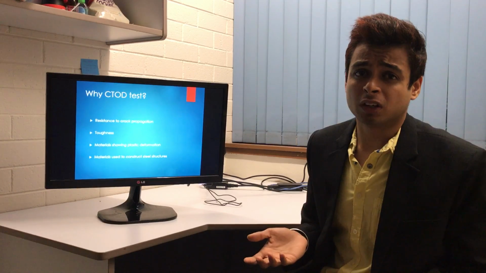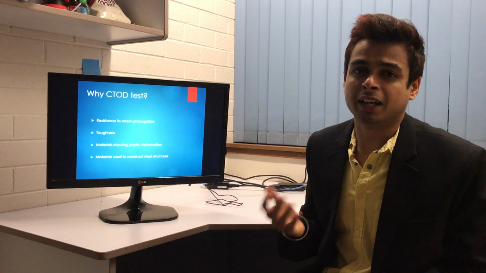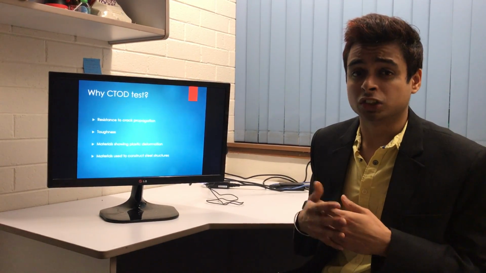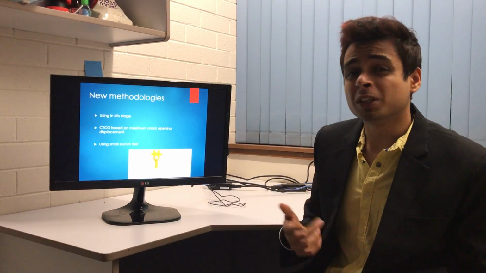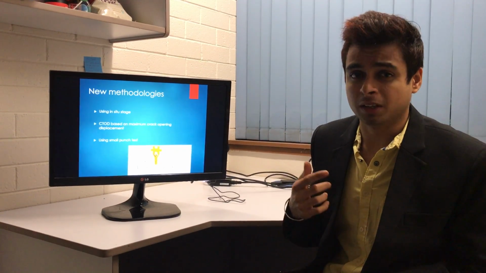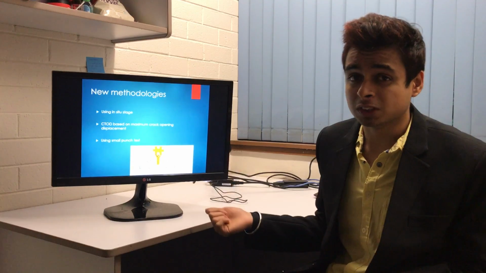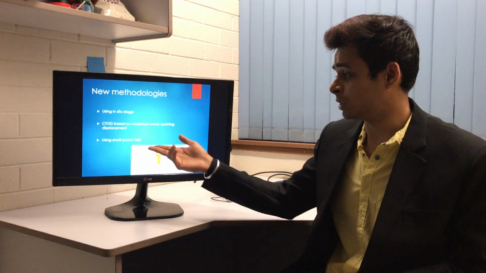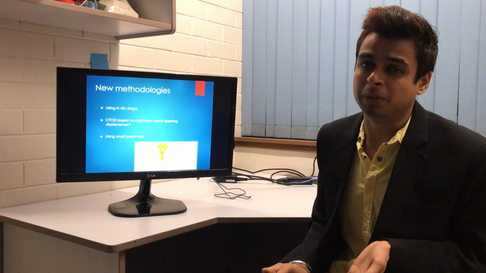And as I talked about, CTOD test is done so that we can find the material's toughness and resistance to crack propagation, so that it can be used for construction in steel structures like mega structures, bridges, buildings, anything you can think of. Next, we can see that there are new methodologies that have been brought into the CTOD test. Some researchers have used in situ stage, some have used maximum crack opening displacement, and some have used small punch test.